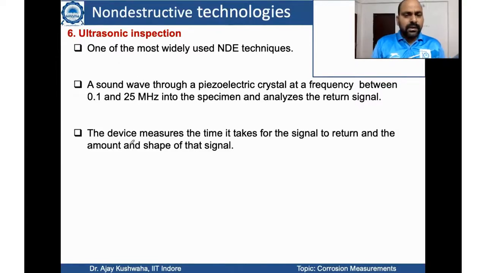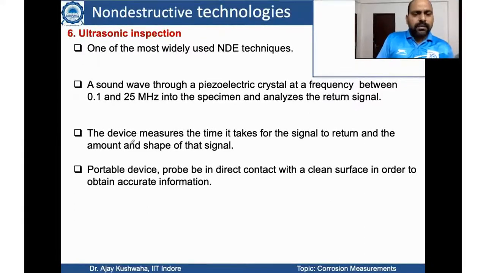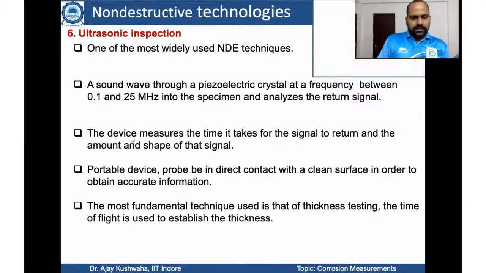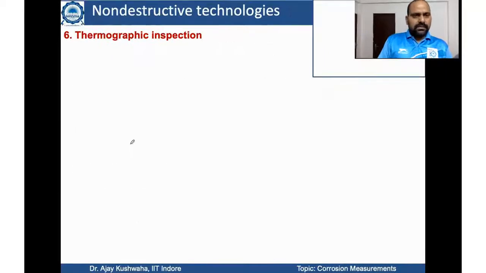So the device measures the time it takes for the signal to return, and the amount and the shape of the signal. A portable device probe is placed in direct contact with a clean surface in order to obtain accurate information. The most fundamental technique used is thickness testing, and the time of flight is used to establish the thickness. Then the next one is thermographic.